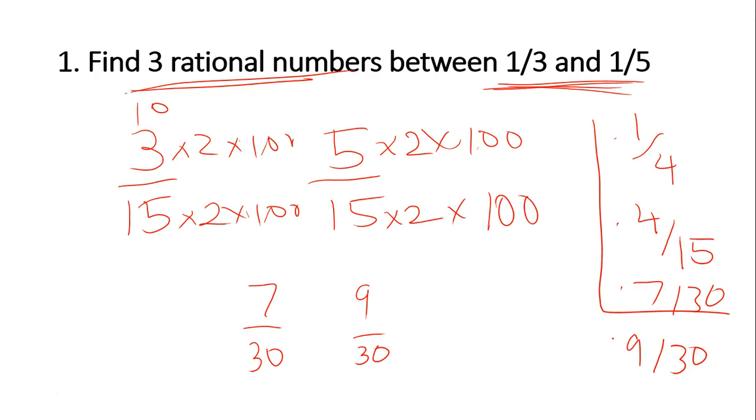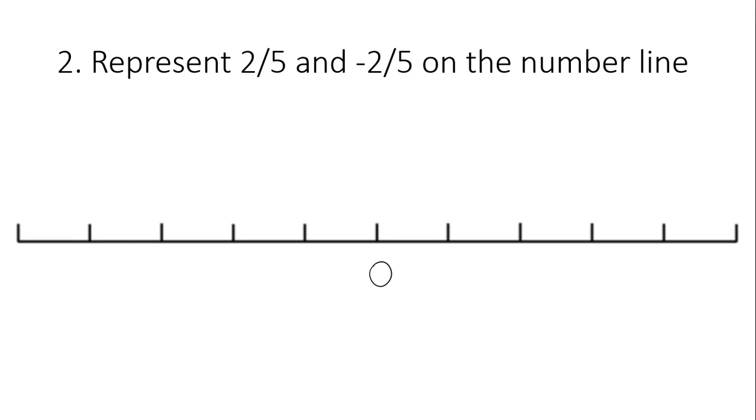Now, let's go to the next question. Okay, this question is asking us to represent 2 by 5 and minus 2 by 5 on the number line. So this point is given to us as a 0, right? So let's say this is point 1, okay? And then if this is point 1 on the plus side, and let's have a plus here so that we know that this is a plus side, and then minus side, of course. And then if this is 1, then we know this has to be minus 1. But what's in between of these?